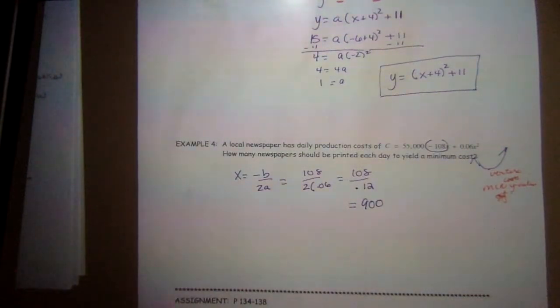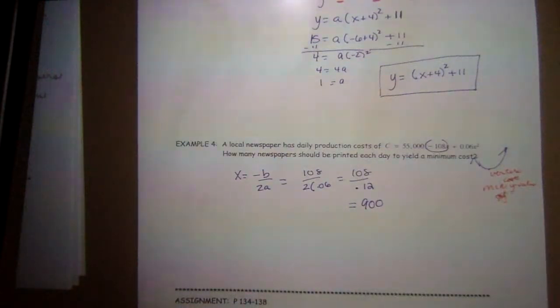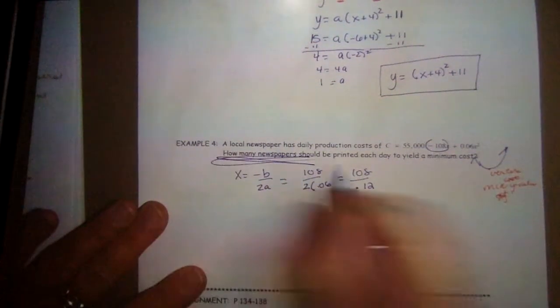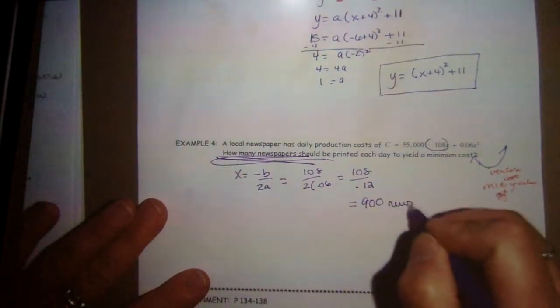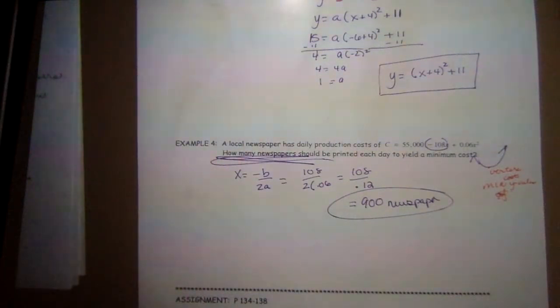What does x represent? How many newspapers? Do I have to find the y value here? No. The minimum cost is your y value. They ask us how many newspapers. So they need to produce 900 newspapers. If they ask what the minimum cost would be, then you'll have to plug 900 in and go from there. Questions there?